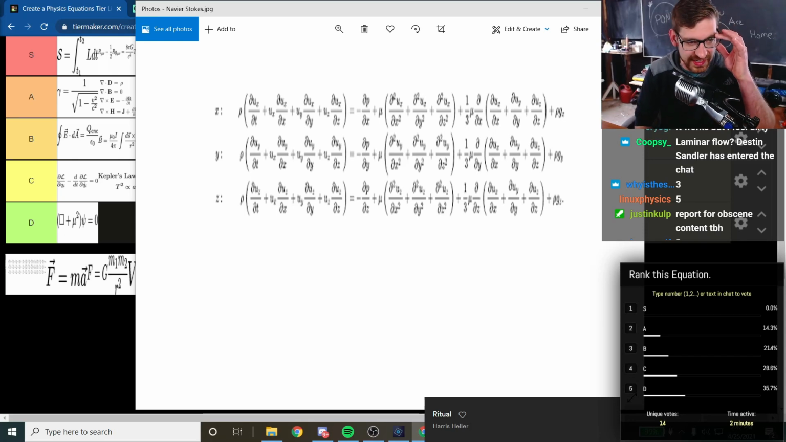Navier-Stokes is going to be put in 5 simply because of the way it looks. Is that how we conduct ourselves as physicists? Report for obscene content.